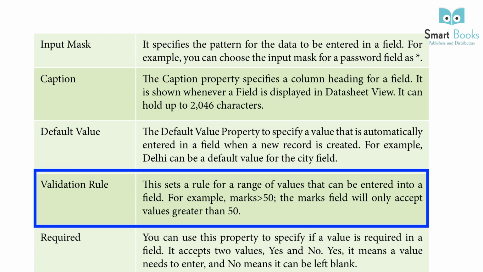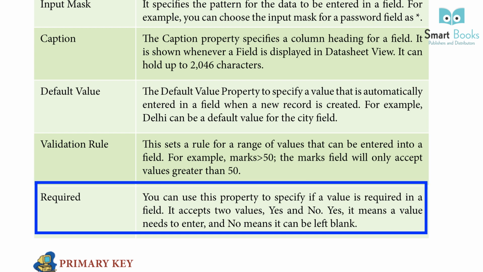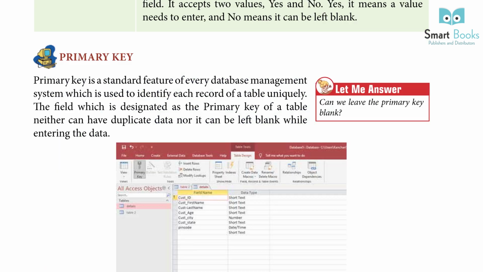Validation rule. This sets a rule for a range of values that can be entered into a field. For example, marks > 50. The marks field will only accept values greater than 50. Required. You can use this property to specify if a value is required in a field. It accepts two values, yes and no.